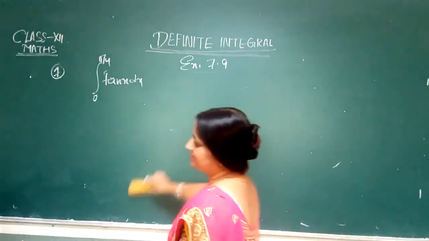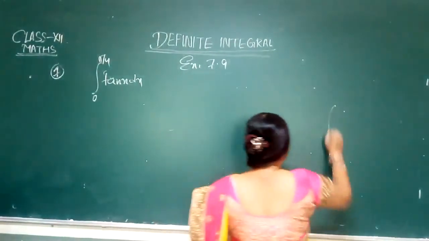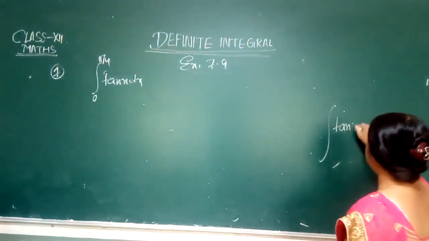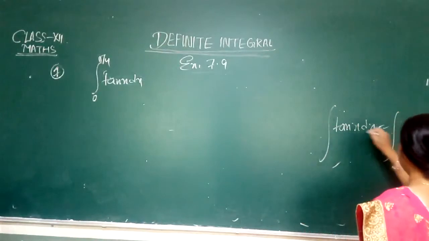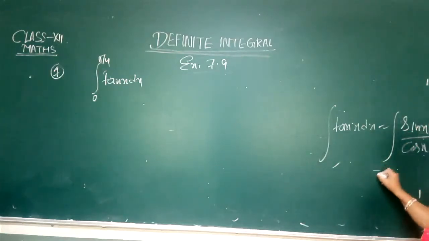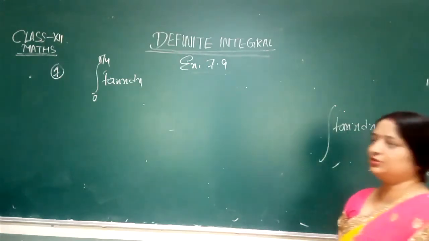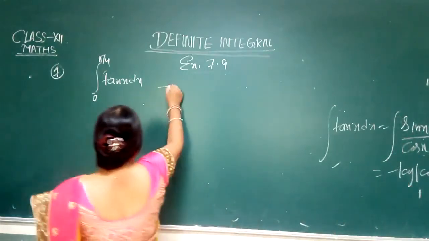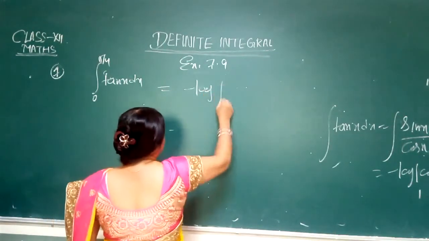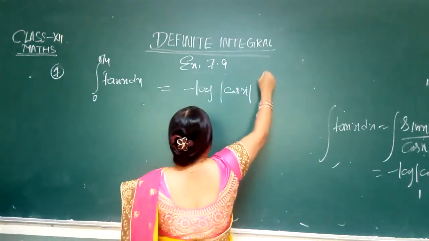You know the indefinite integral of tan x. How can we solve it? We can write this tan x as sin x upon cos x. So what is the integration of this one? That is minus log cos x plus c. But in this we are solving this definite integral, so it will come here minus log of cos x with 0 to pi by 4.